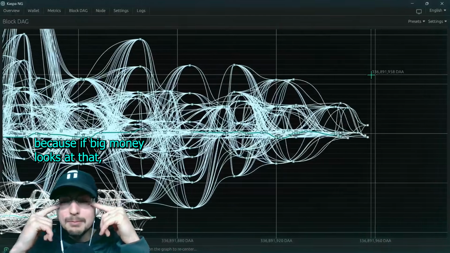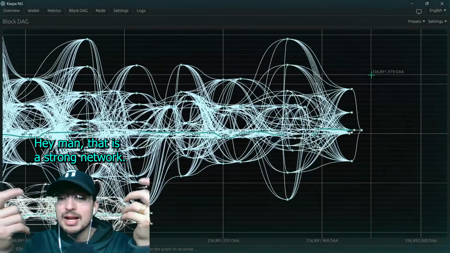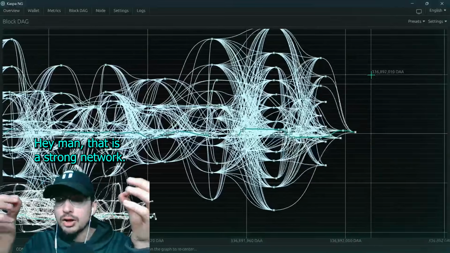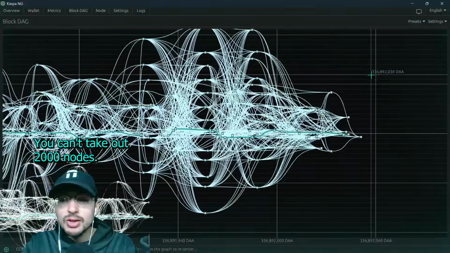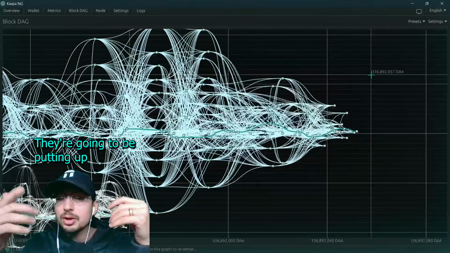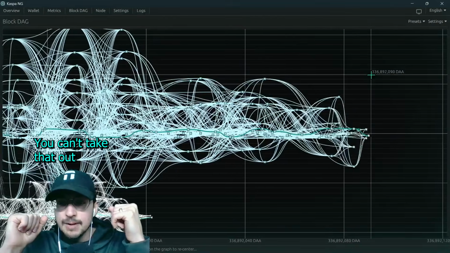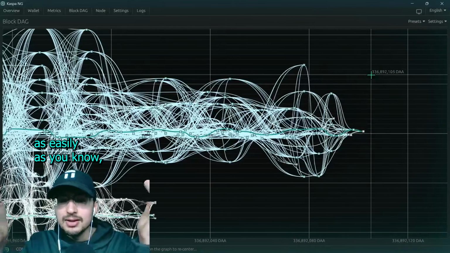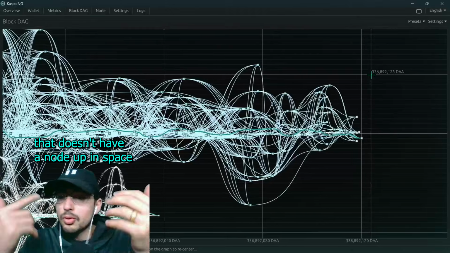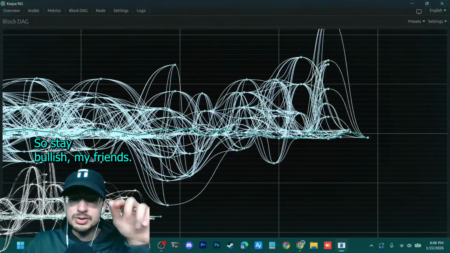Because if big money looks at that, they're going to realize, hey, man, that is a strong network. You can't take out 2,000 nodes. Heck, even Kaspa Key, they're going to be putting up a node up in space. You can't take that out as easily as something that doesn't have a node up in space orbiting around the Earth. So stay bullish, my friends.